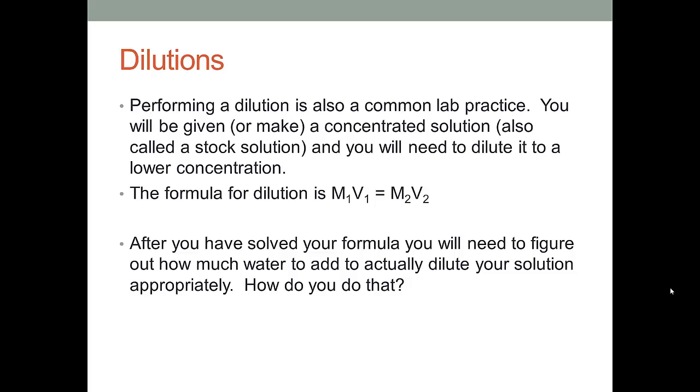The next thing we're going to talk about is dilutions. Performing dilutions is another common thing we'll be doing this year. To do a dilution, you're going to be given, or you're going to make, a concentrated solution, which is also called a stock solution, and then you're going to need to dilute it down to the lower concentration that you actually want to use. The formula for dilution is M1V1 equals M2V2, where M stands for molarity and V stands for volume. It doesn't really matter what your volume is in as long as you're consistent. So if you're using milliliters, you need to calculate milliliters. If you're using liters, you need to calculate liters. After you've solved your formula, you'll still need to figure out how much water to add to actually dilute that. So we're going to go through an example of dilutions as well.